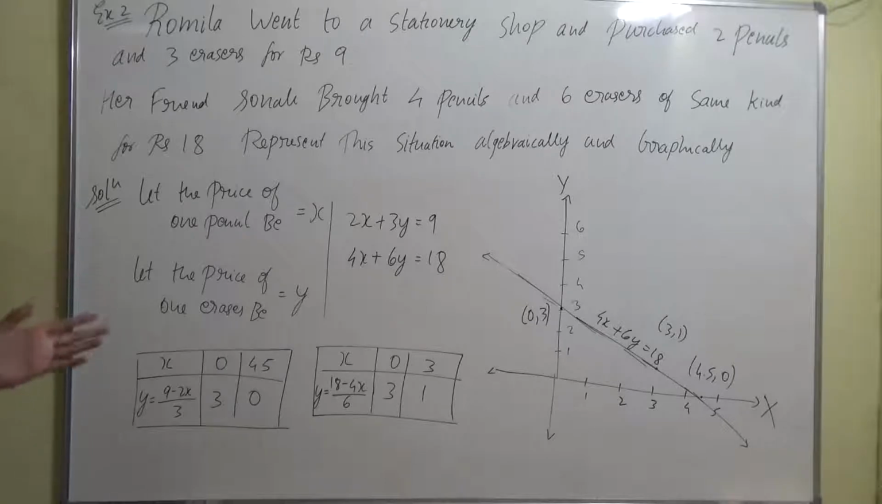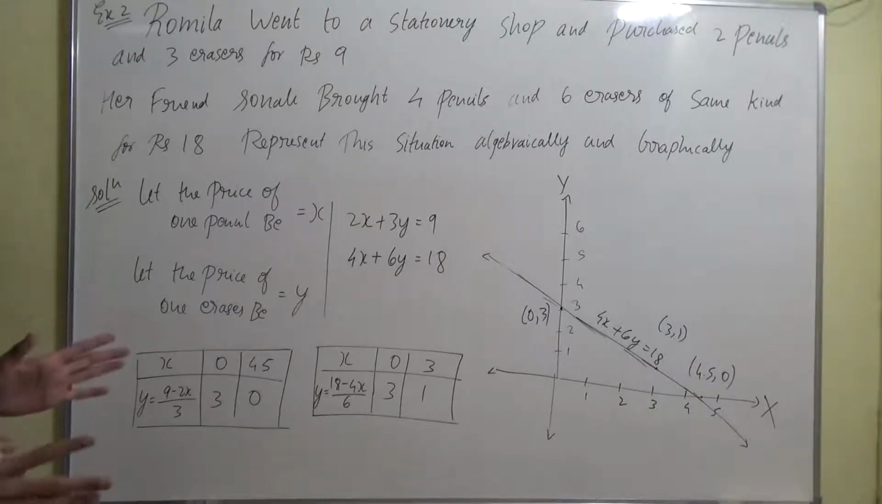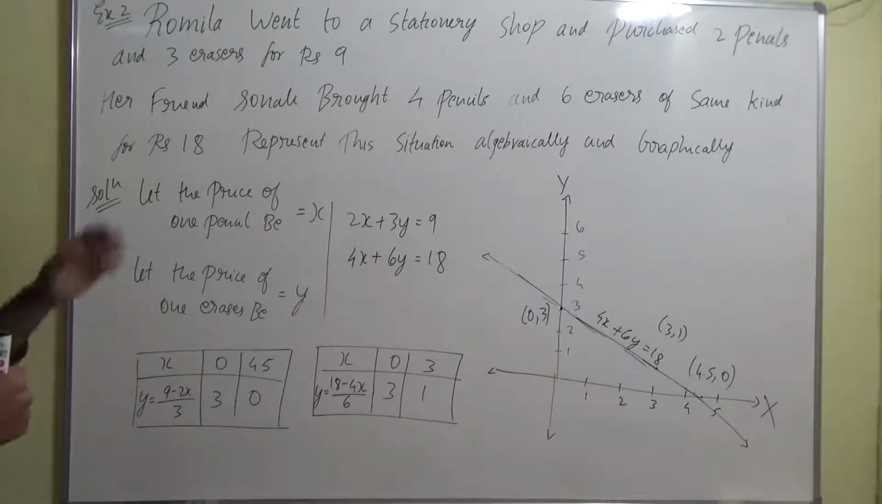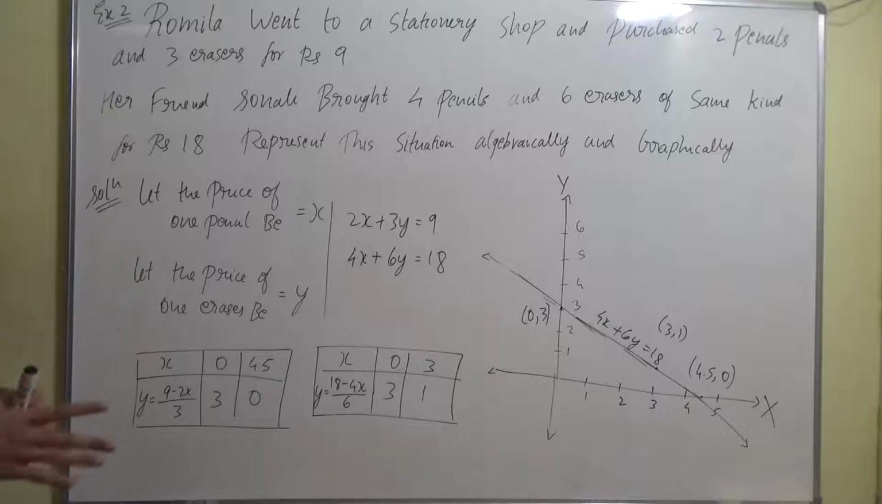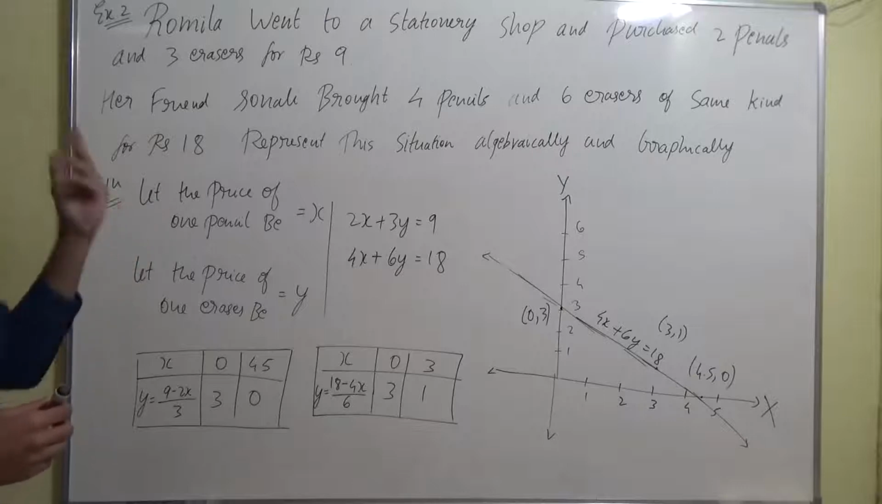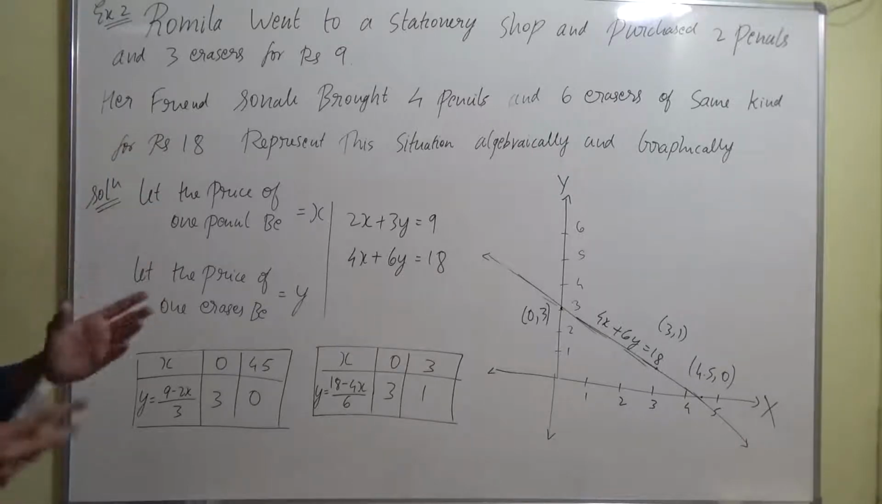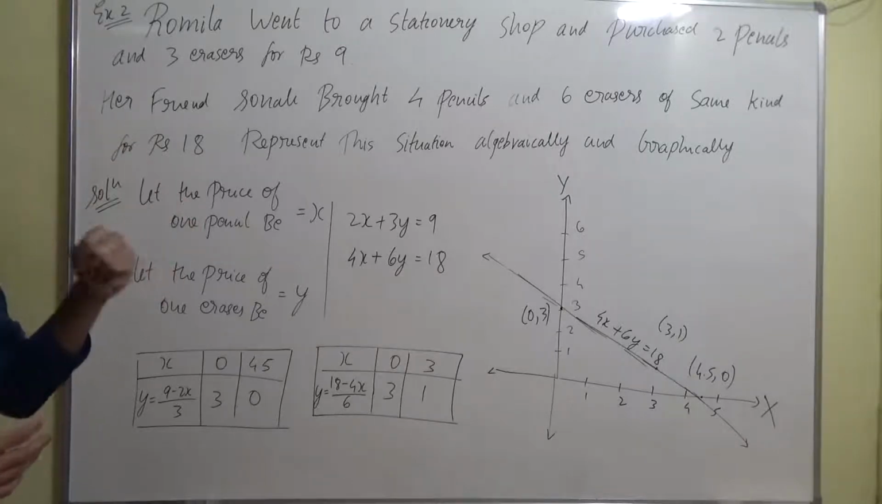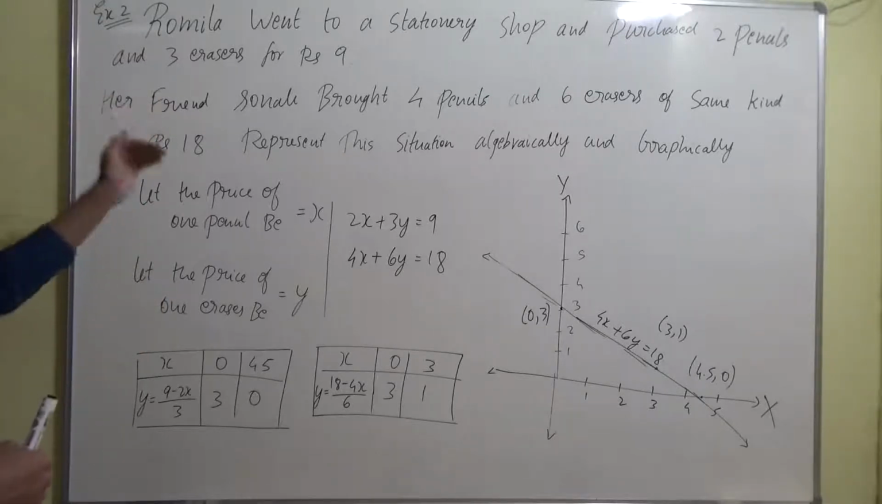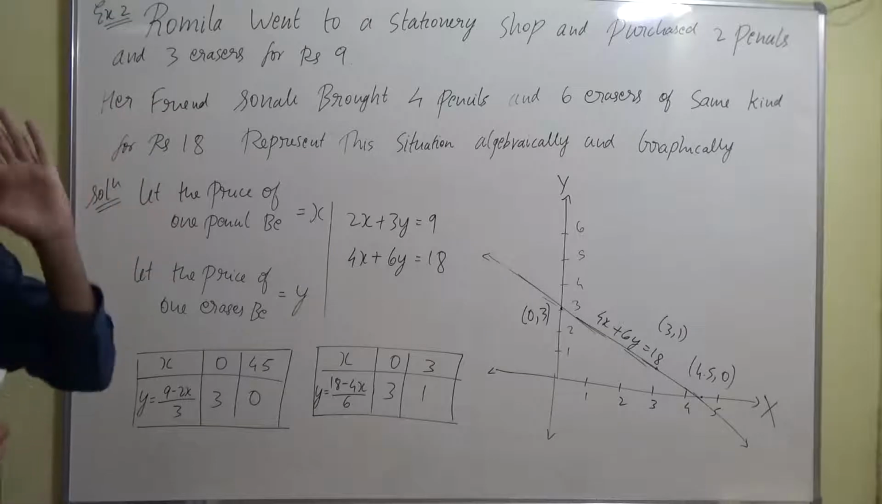So guys, they are telling us there are 2 friends, 2 girls who are friends to each other. One is Romila and the other one is Sonali. First, Romila goes to a stationery shop and buys 2 pencils and 3 erasers, and the total money spent in buying 2 pencils and 3 erasers is ₹9. And her friend Sonali, after seeing that, goes to the same shop and buys the same variety of 4 pencils and 6 erasers for 18 rupees. Now they are telling us to represent these sentences in algebraic and graphical form.